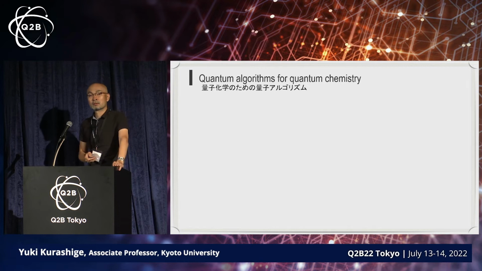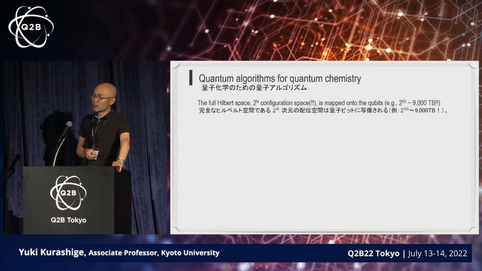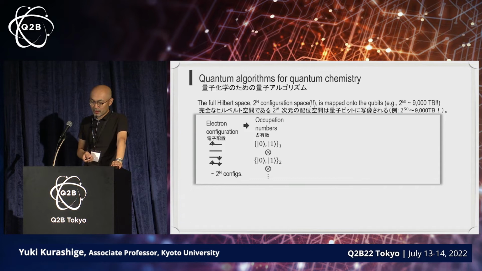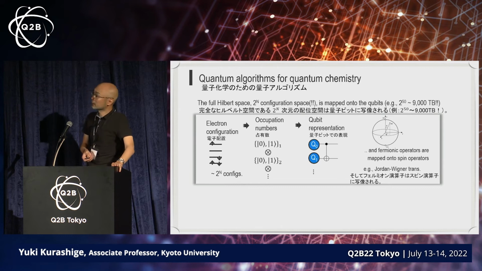From here, let me change gear a bit. In order to get the expected outcome, what would be the quantum algorithm for quantum chemistry? Let me introduce what we are doing currently. For example, there are many electron configurations, which is quite hard in the case of a classical computer. But with a quantum computer, it is clear that we can solve it.